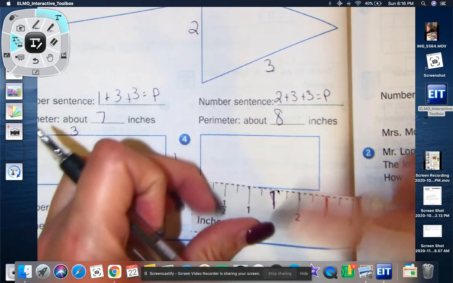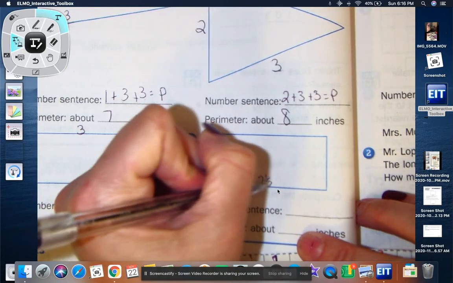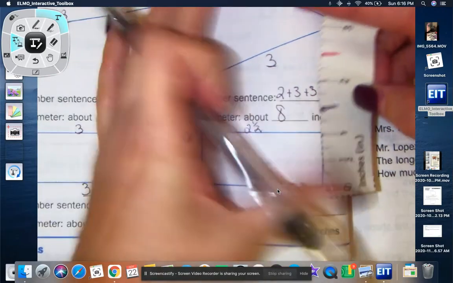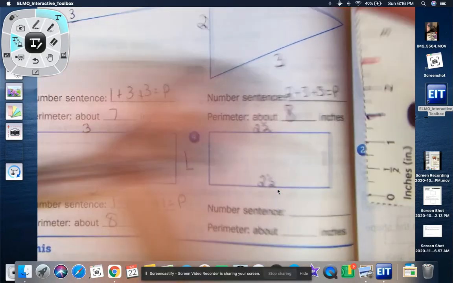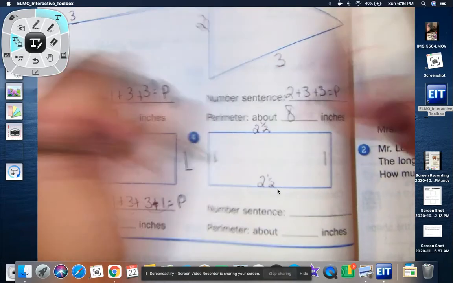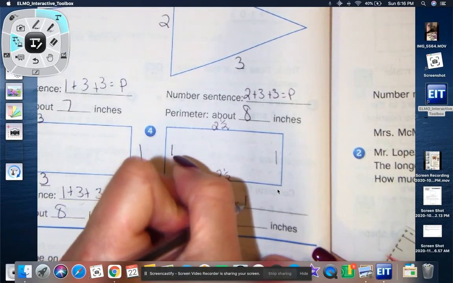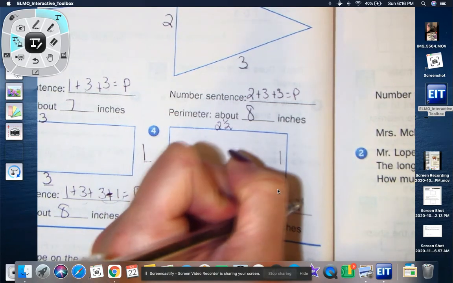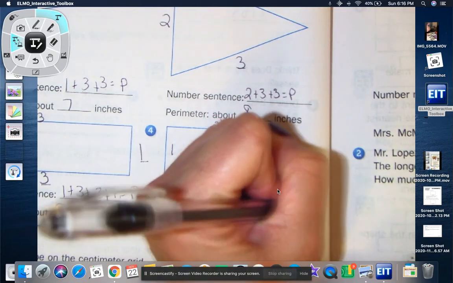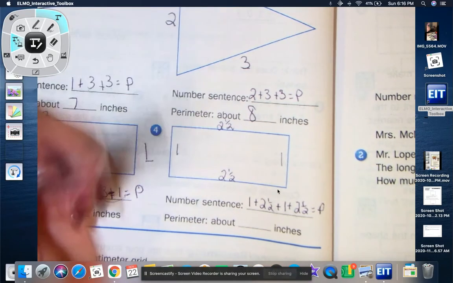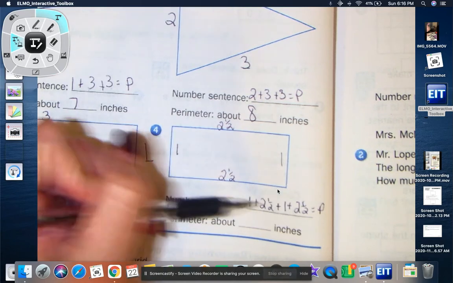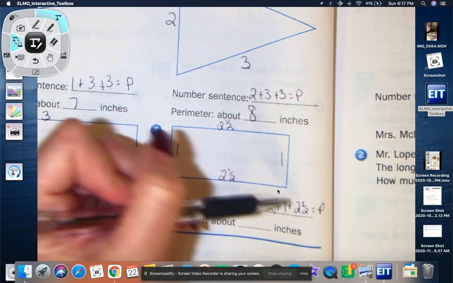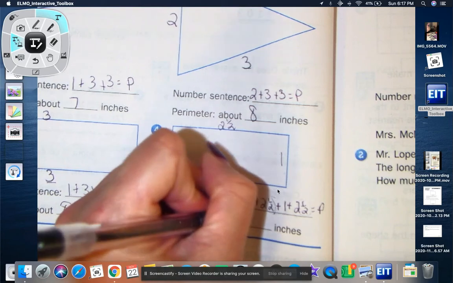Oh, this one's difficult. So this was about 2.5. So that means up here will be 2.5. This side is 1. So this side will be 1. My number sentence will be 1 plus 2.5 plus 1 plus 2.5 equals P. When I add them together, I can add my whole numbers. 1 plus 2 is 3. 1 plus 2 is 3. So 3 plus 3 is 6. But then I have these halves, and that's another whole, so we get 7 whole inches.